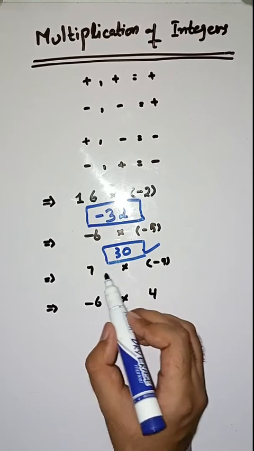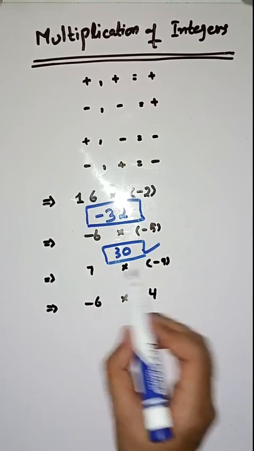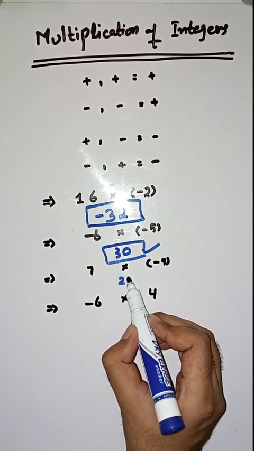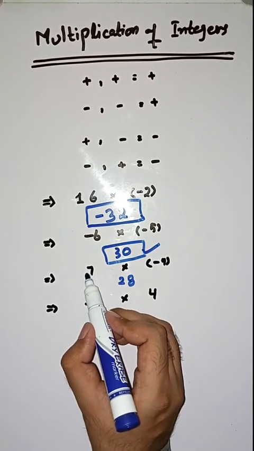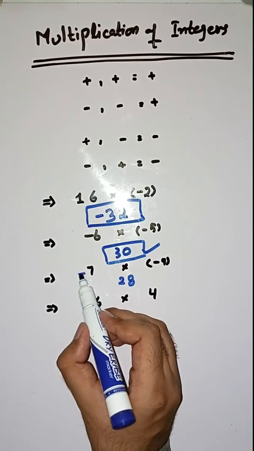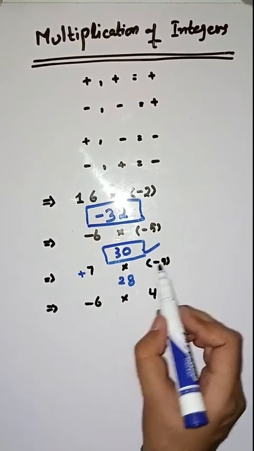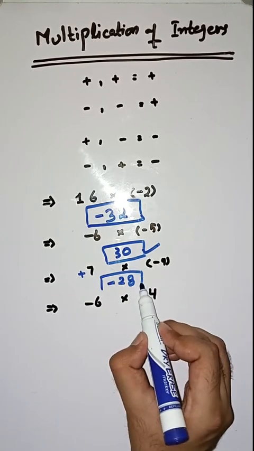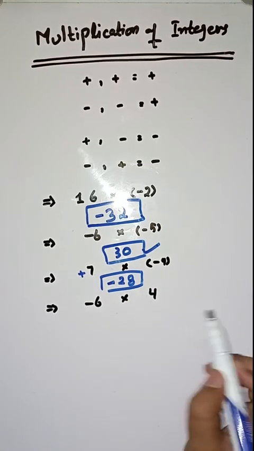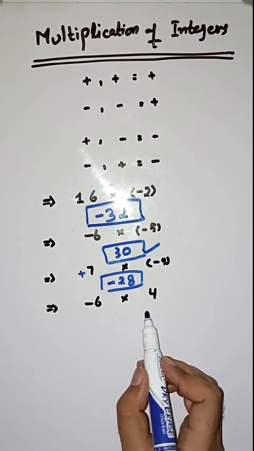7 into -4. First we will multiply the numbers. 7 4s are 28. Now consider the signs. This digit does not have any sign, so it is a positive integer. This is a negative. Plus minus is equal to minus. So 7 into -4 is equal to -28. Got the point? Next is -6 into 4.